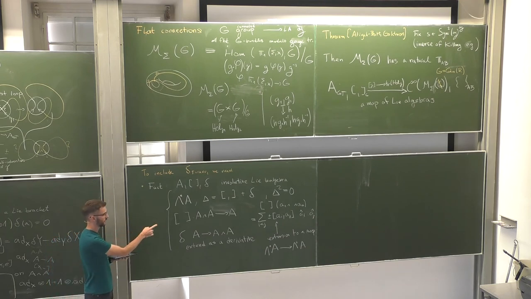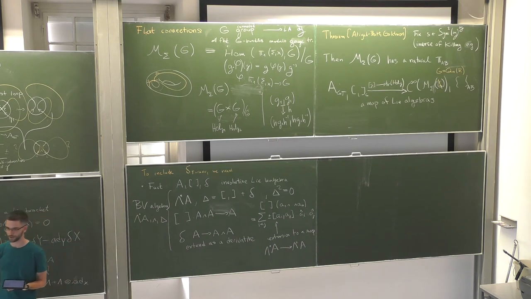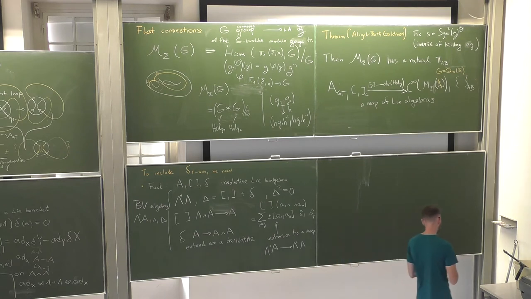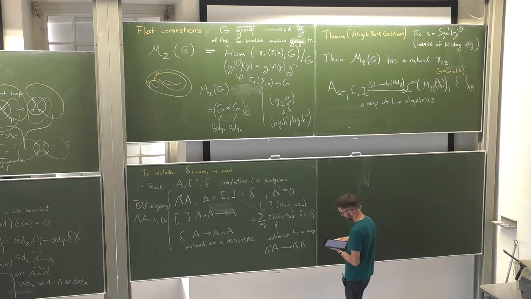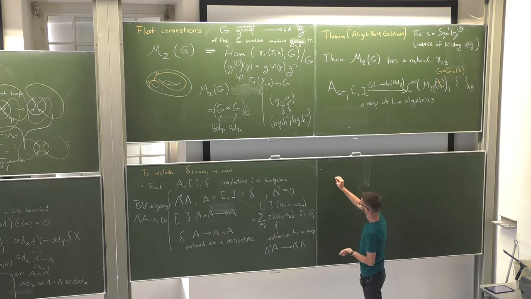Okay, so what we get this way is something called BV algebra. It's an algebra with the wedge product and the second order differential operator delta. So this is one thing we need, and another one is we will need super groups instead of just groups. So I'll give you an example of a super group we will use most often.